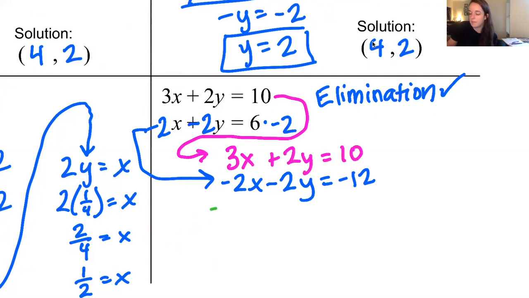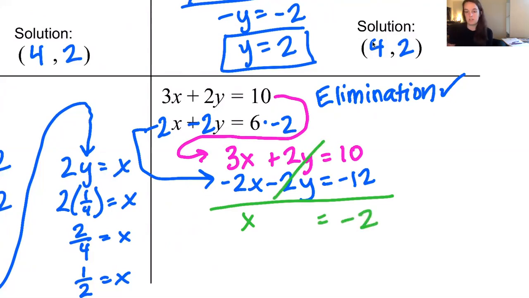When I add them together, I'm going to do 3x minus 2x would be 1x. 2y minus 2y is 0. And then 10 minus 12 would be -2. And awesome, it's already solved. So I have x equals -2.